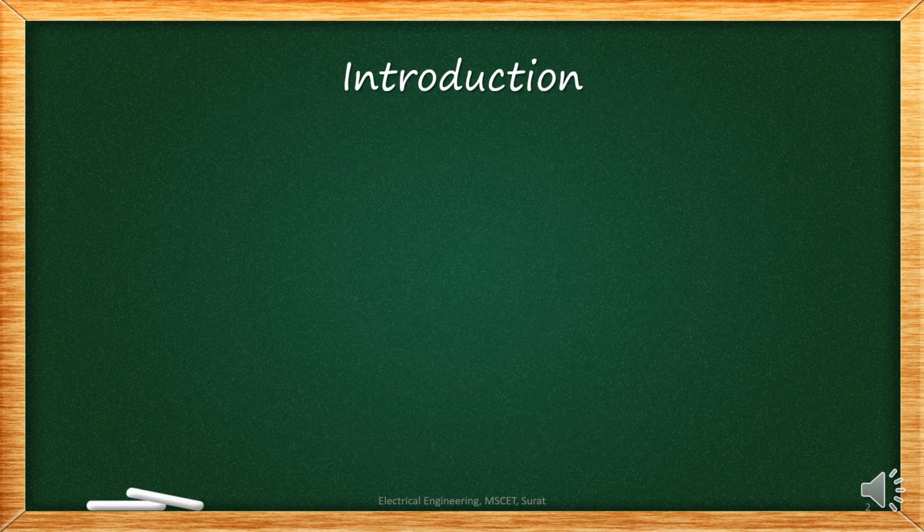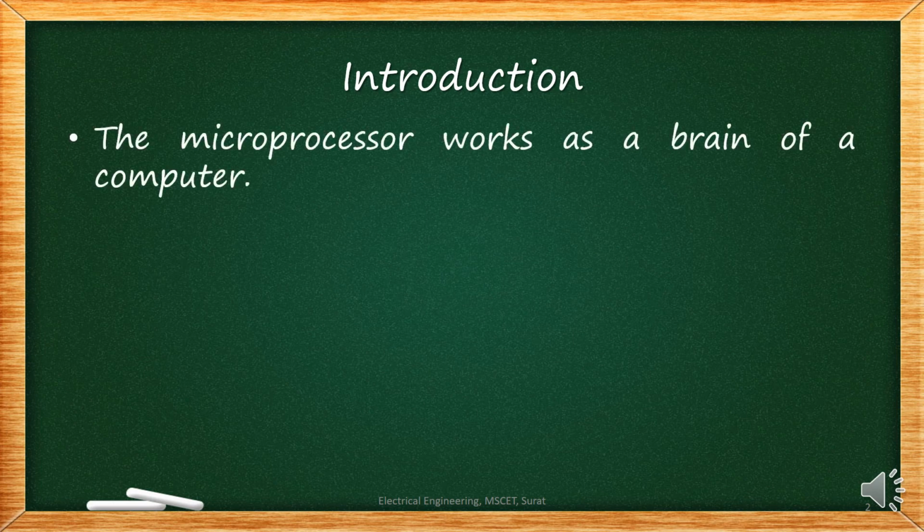Let's talk about first, the microprocessor. It is in your computer, so computers can analyze and take some decisions also. So who will do it for the computer? That is called the microprocessor. So the microprocessor works as the brain of a computer.